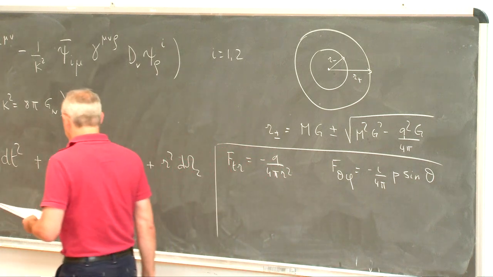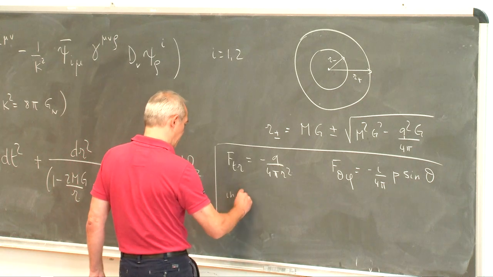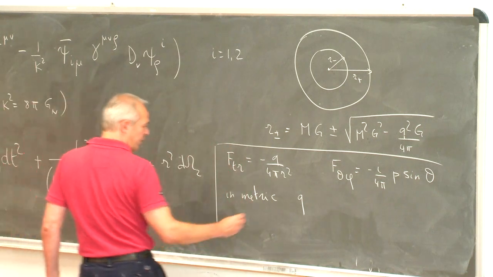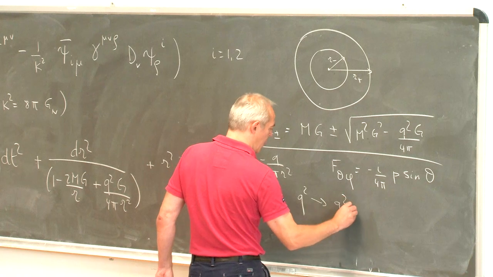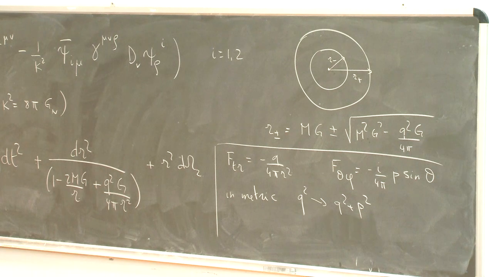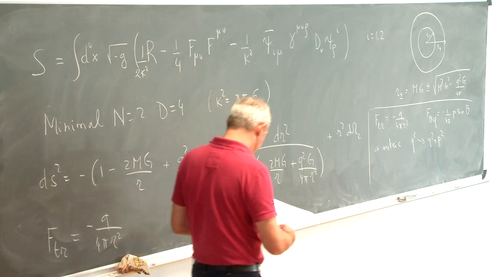And so then in the metric, you can just change the Q over here, or the Q squared goes into Q squared plus P squared. And in fact, you can also see that the charge cannot be too large. If the charge is going to be too large, this term always dominates over this one, and then something dangerous happens at r equals zero.